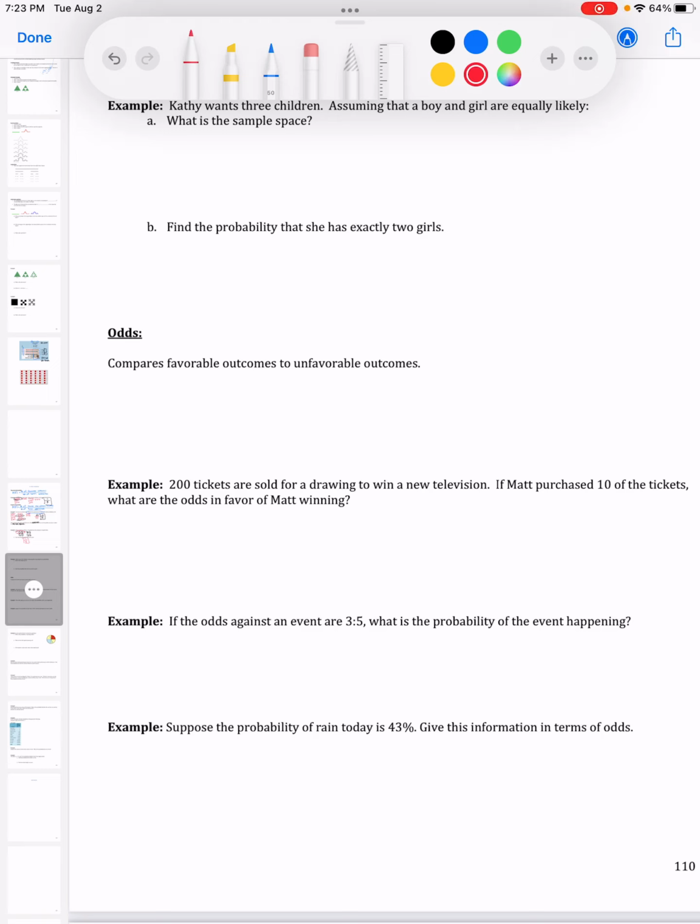So I've got another example, very similar to the one we just finished in the last video, with wanting kids. I know we just started the video, but go ahead and pause and try this next example with three kids. See if you can list them out and figure out that probability.